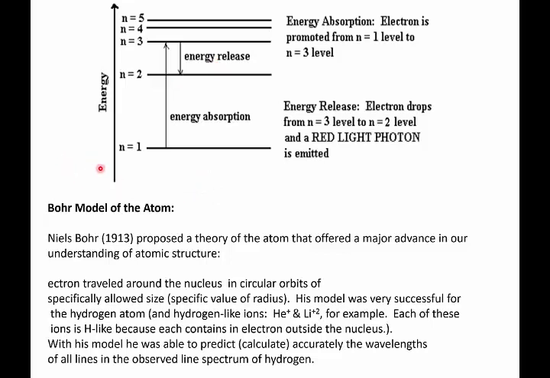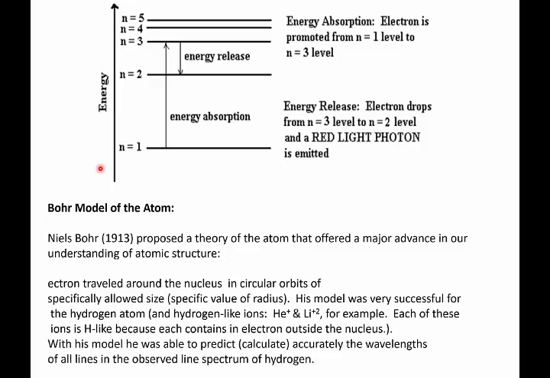Now, along comes Niels Bohr, 1919, Danish physicist. He proposes a new model of the hydrogen atom. This model is a mini solar system model, and it takes into account the fact that the electron in an atom is restricted to being at specific energy levels within the atom.